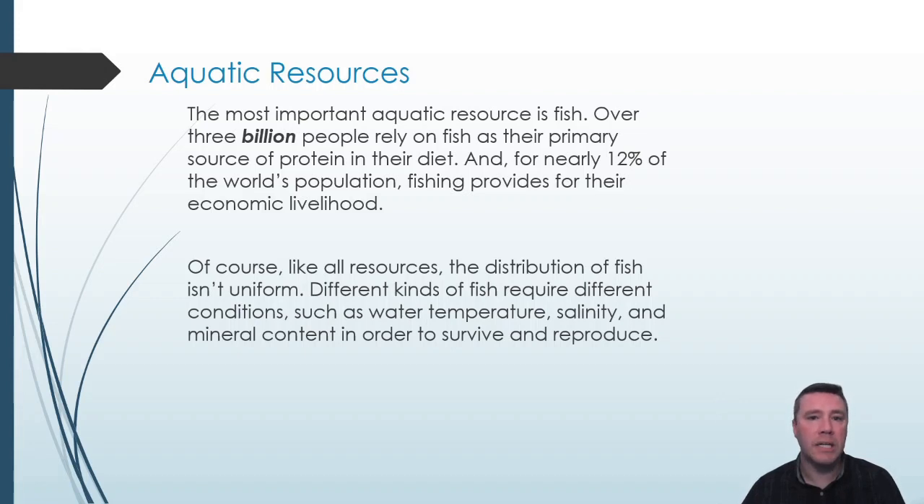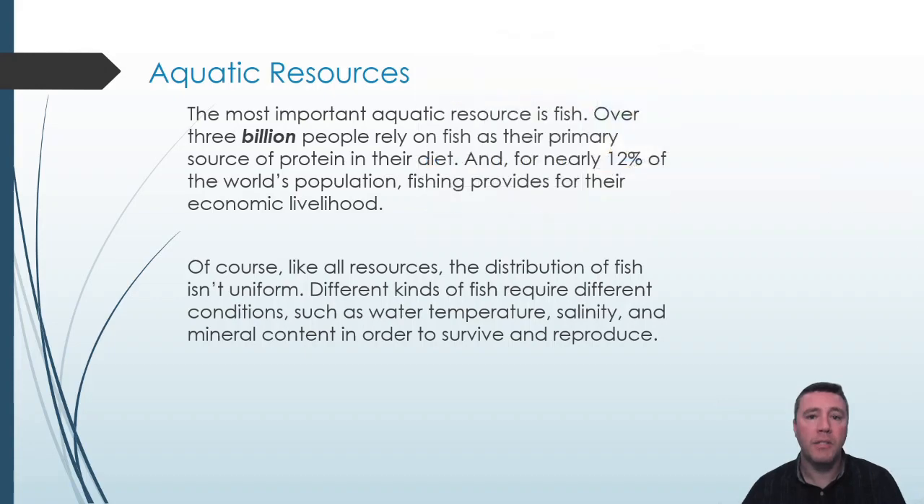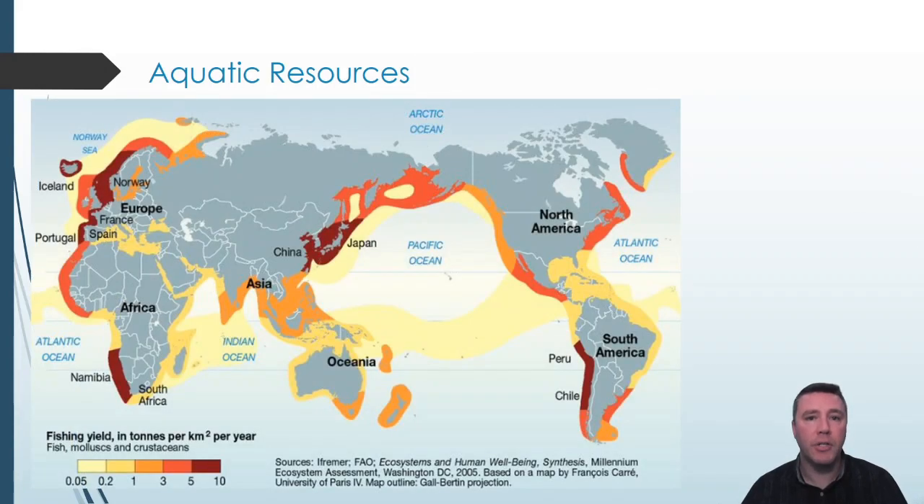Temperature, salt content, and dissolved minerals are 3 such important variables. Here are 4 examples of different kinds of tuna that are found in different oceans around the globe because of different habitat conditions. This map illustrates the quantity of fish that are harvested from the sea every year per square kilometer. With this map, we can identify a couple things. One tells us where the fishing yield is higher due to fish abundance, and the other identifies places where fishing is an important part of people's lives.